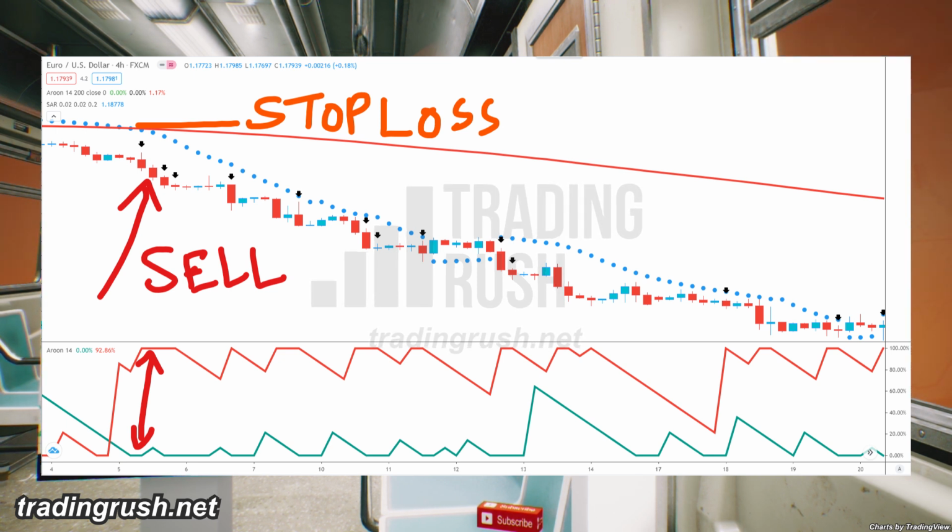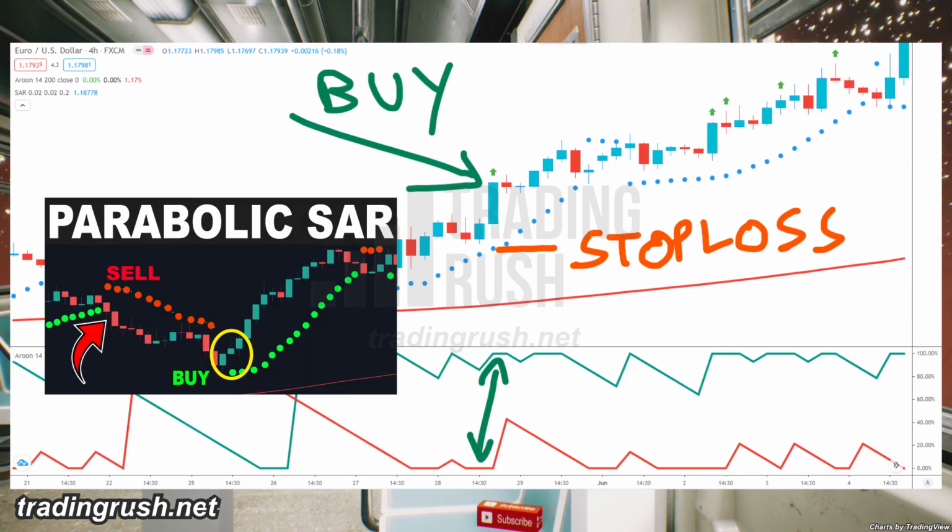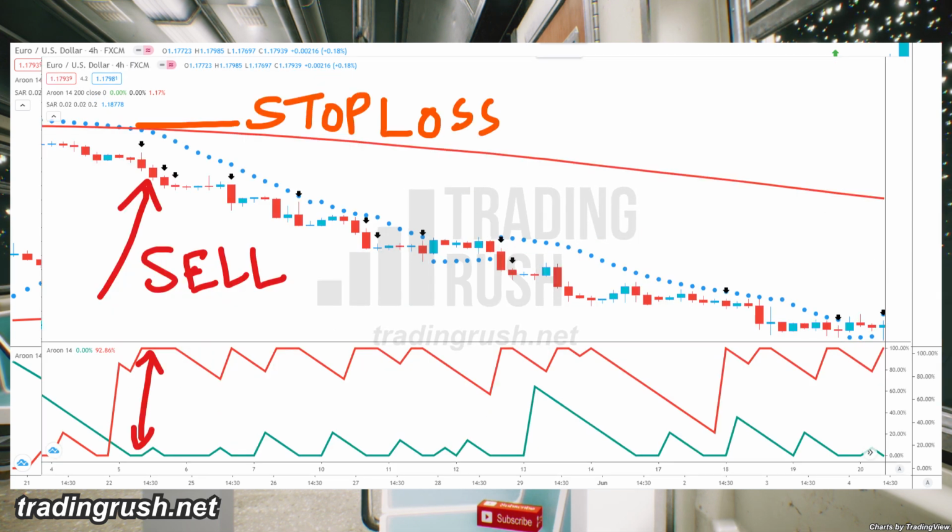Since Aroon indicator doesn't give information about setting the stop loss, I have used the parabolic SAR indicator to set the stop loss while testing the Aroon indicator 100 times. Parabolic SAR is an excellent indicator.